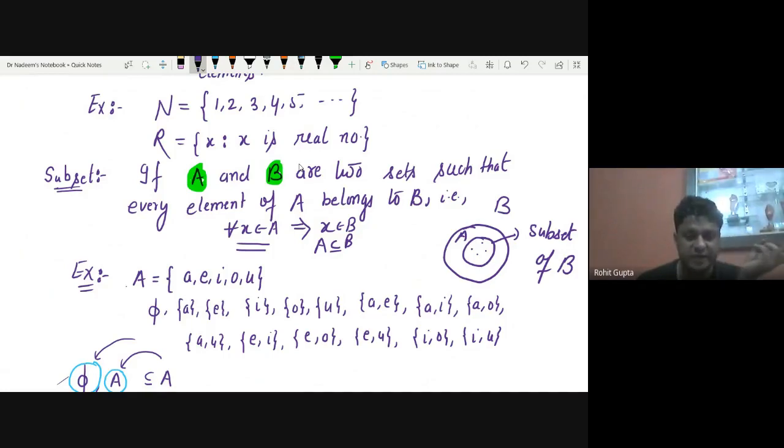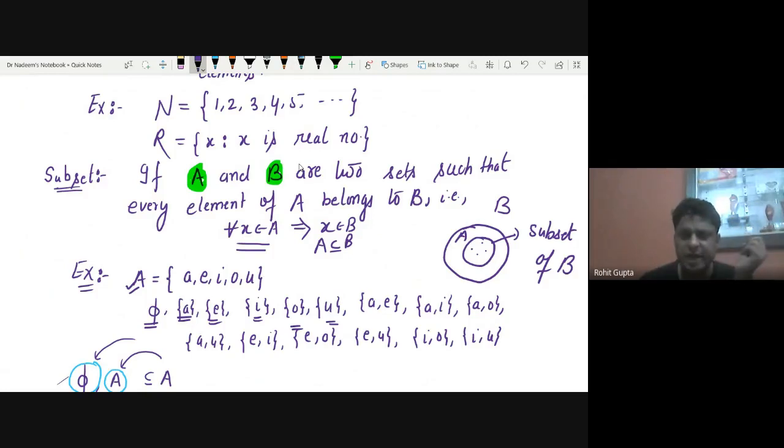For example, if we have the set A, there are subsets like phi, the empty set. The empty set is a subset of each and every set, either empty itself or a non-empty set. Then the singleton sets {a}, {e}, {i}, {o}, {u}, and the selections of two from these elements in different ways. So these are all subsets of the set A.